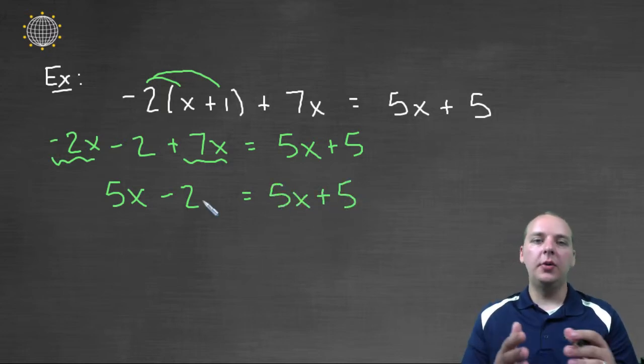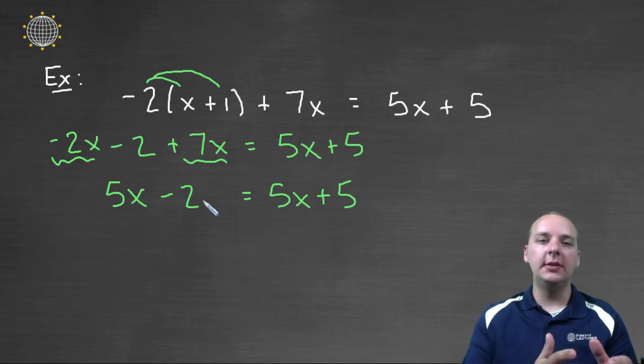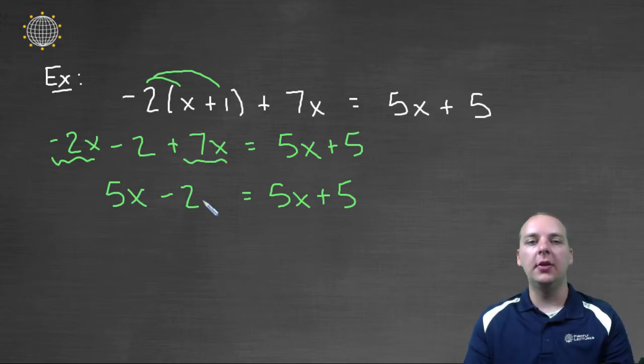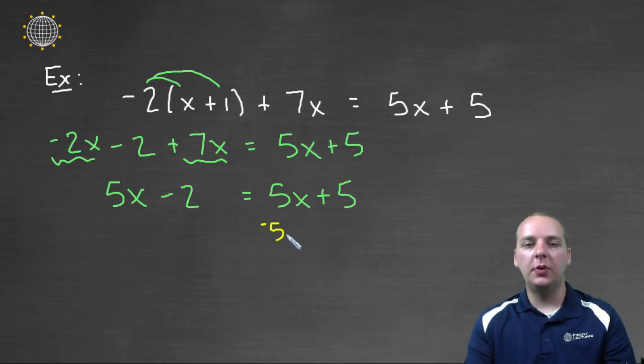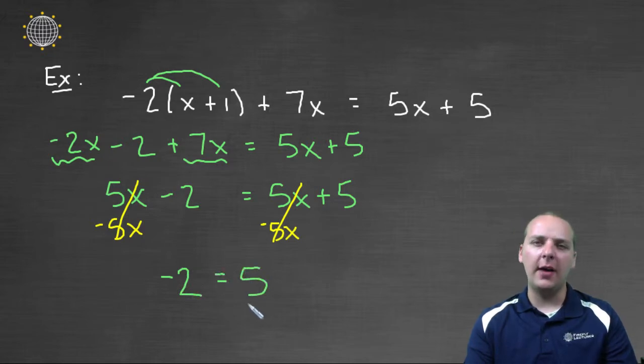Next step, as we well know, is to move the variables to one side and move the constants to the other side. So the next step, I think we'd subtract 5x from one side, which will remove it from one side, and we'll subtract 5x from the other. Now an interesting thing happens in this example. We subtract 5x from both sides and we get -2 equals 5, which, two things. First of all, that's not even right. -2 is not 5. And second of all, there's no more variables.